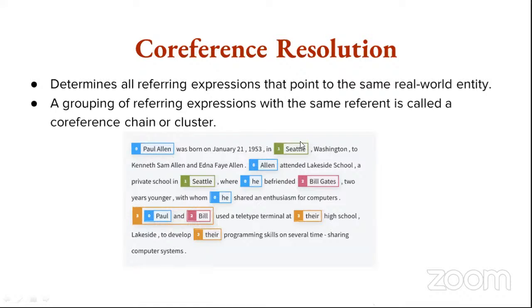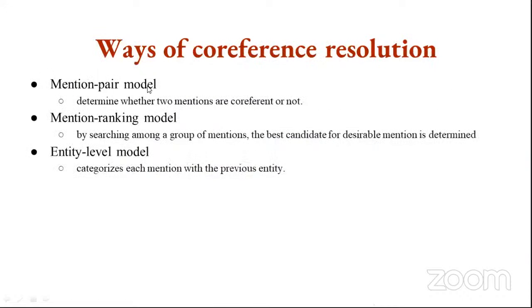Like Paul, Allen, and Seattle are not co-referring, but Paul, Allen, and the Allen are co-referring. This is called the mention pair model. Determine whether two mentions are co-referent or not.